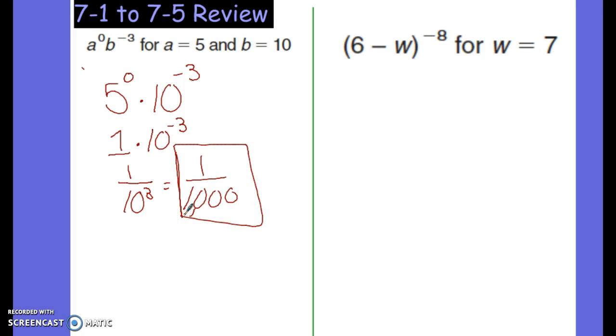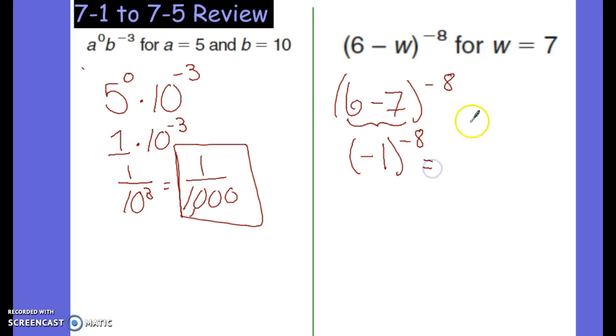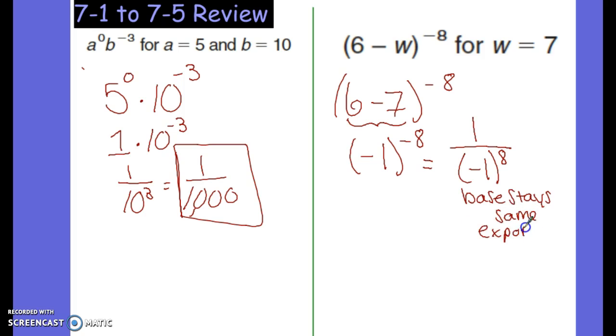For number 2, you needed to substitute w in. So you get 6 minus 7 to the negative 8. Keep inside parentheses what you get when you subtract. 6 minus 7 is negative 1 to the negative 8, which you need to change to 1 over negative 1 to the positive 8. Remember, the base stays the same. The exponent becomes positive.